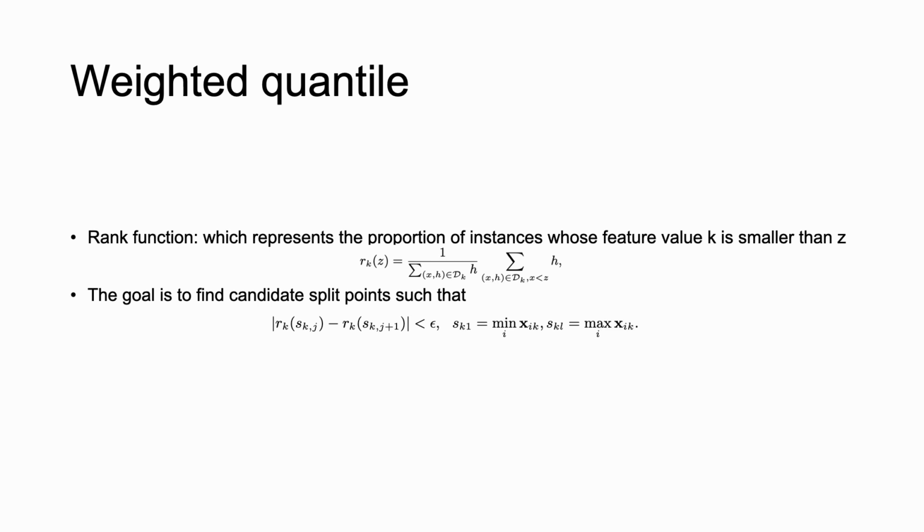It is based on the rank function, which represents the proportion of instances whose feature value k is smaller than g, and the goal of the function is to find candidate split points such that the difference between them is smaller than the rank value of the next one.